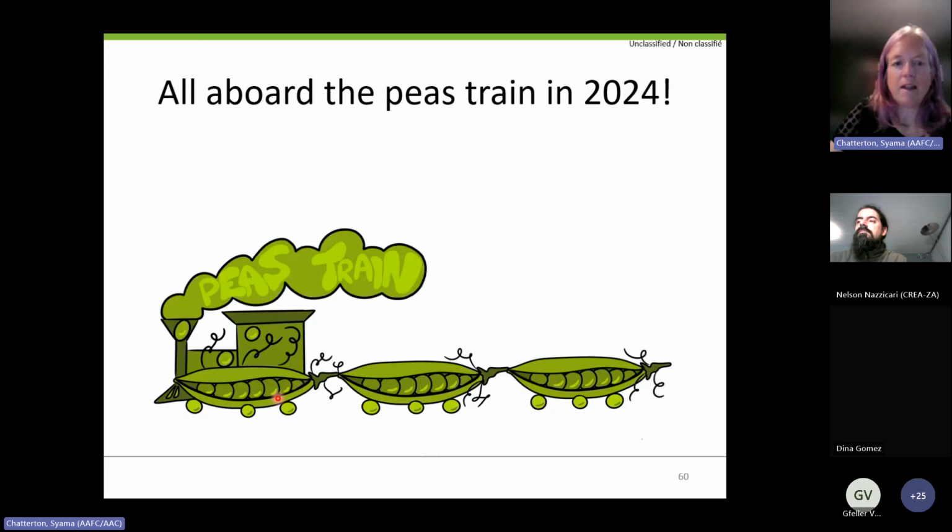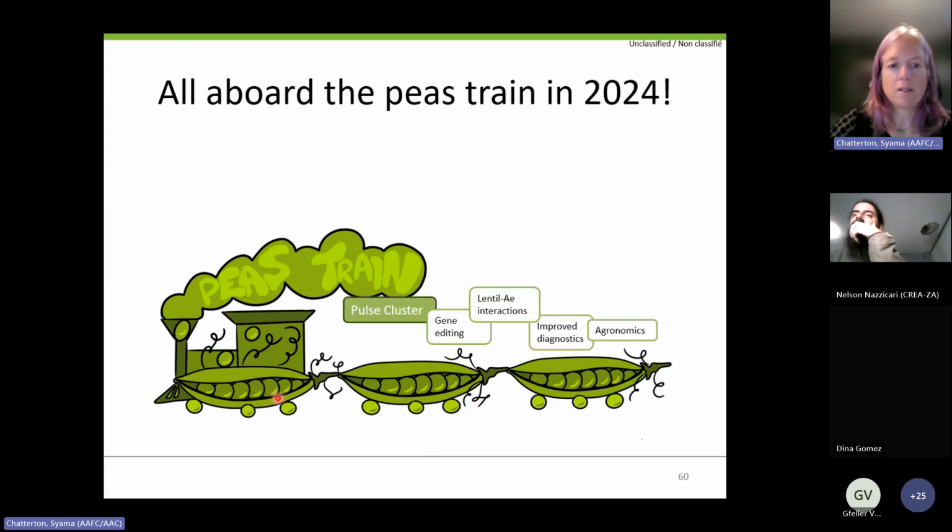And then just to end on a more hopeful note, say all aboard the peas train in 2024. There's a lot of interest in root rot research in Canada. We're seeing it really take off. There are 3 big projects that have just started this year.